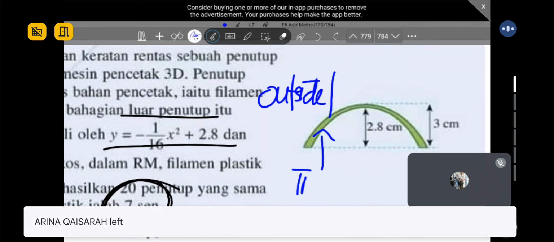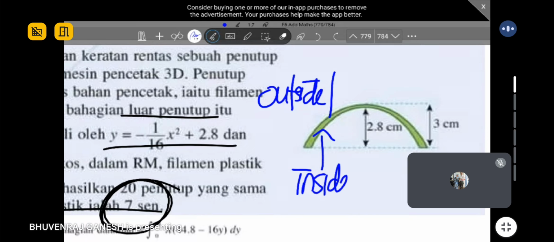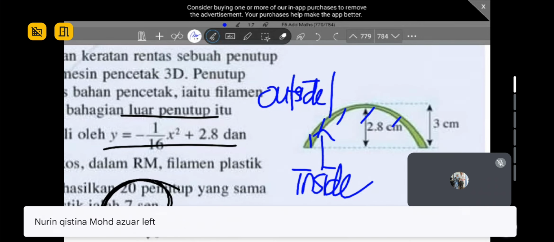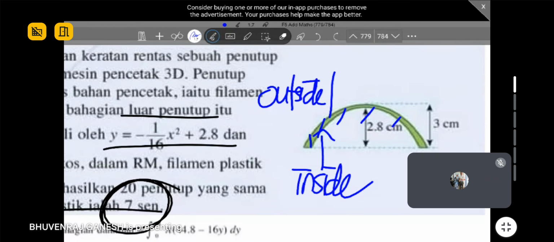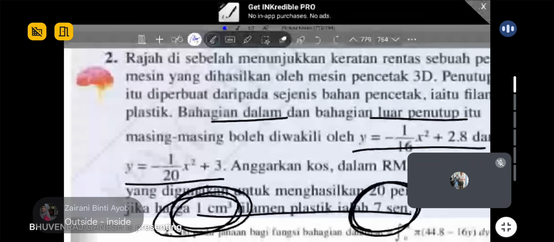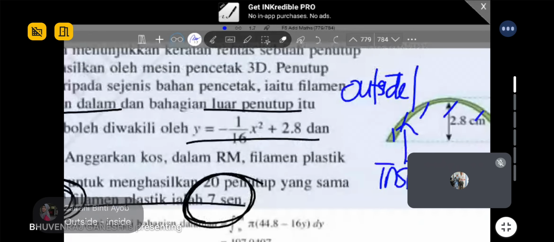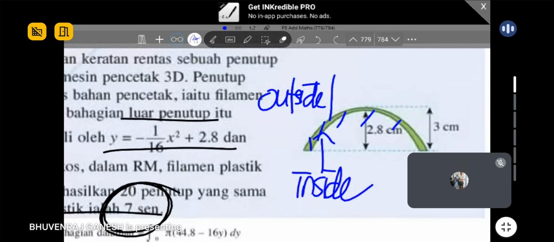So which one should you use? Outside minus inside or inside minus outside? What concept to find this color region? Anyone? Come on, guys. Which one? Outside minus inside or inside minus outside? Mana satu? Correct. Okay, guys.